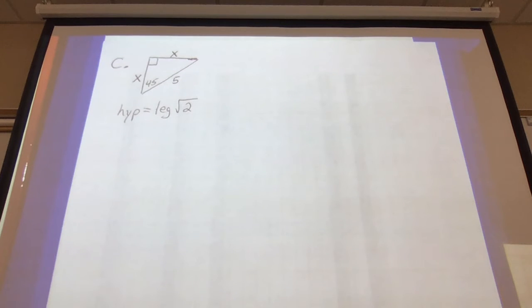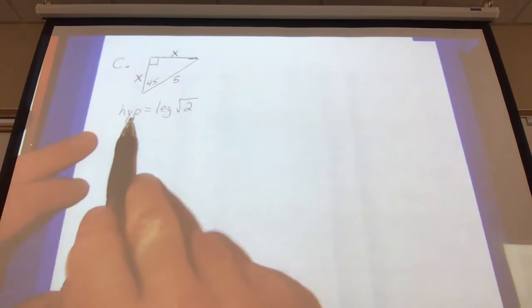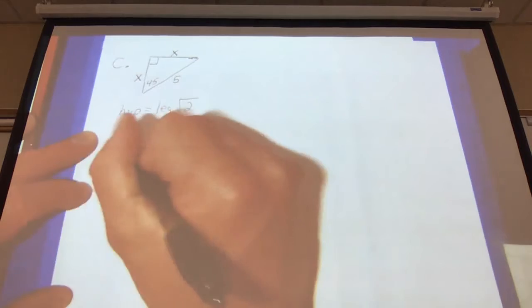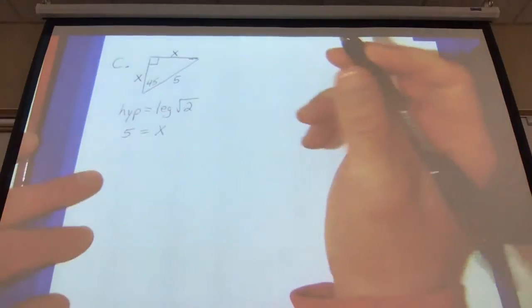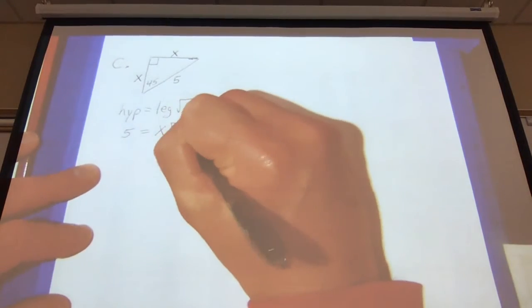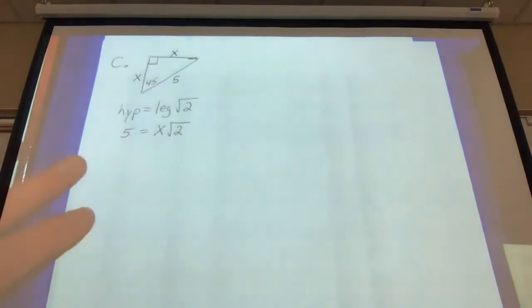This one's going to start the exact same way, but we'll have to finish it a little bit differently. This time, your hypotenuse is going to be a 5. It's going to equal the leg. Either leg is X. Doesn't matter which one you pick. And we got the square root of 2 behind it.